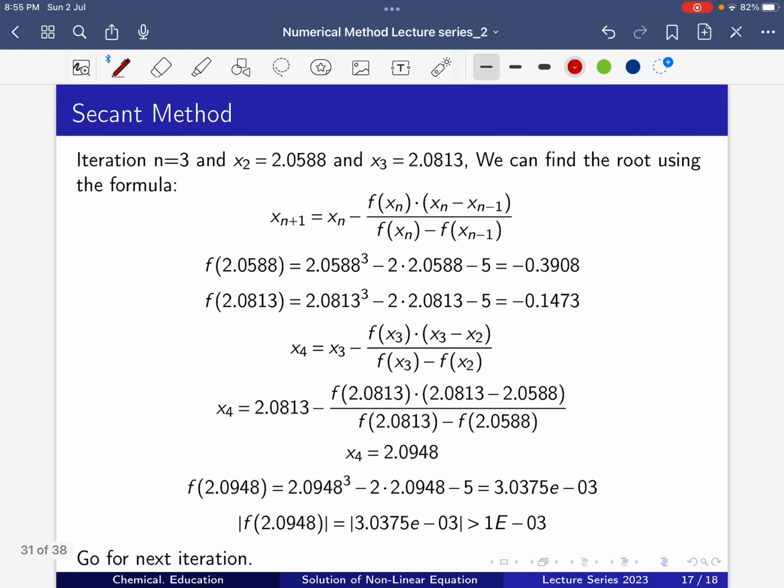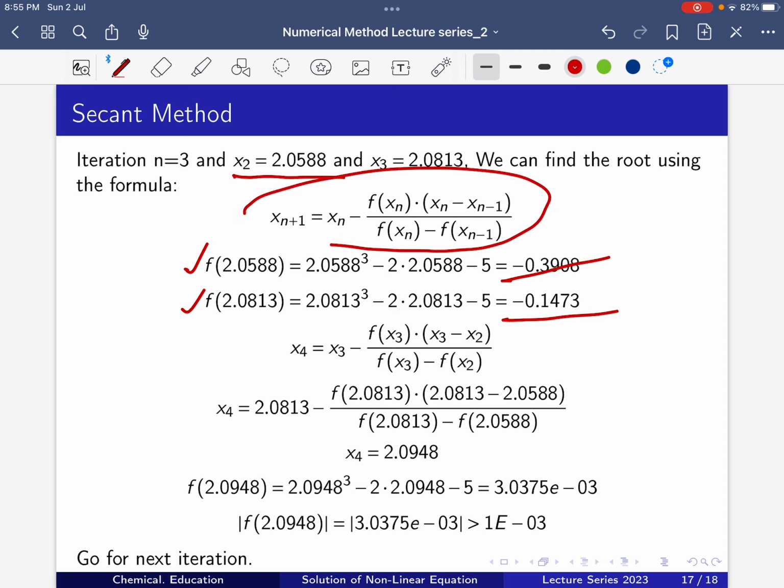Next iteration: x2 is 2.0588 and x3 is 2.0813, which we already got from the previous slide. Again we calculate f(2.0588) and f(2.0813), which are minus 0.3908 and minus 0.1473. If I plug all these values into the secant method, x4 will be 2.0948.